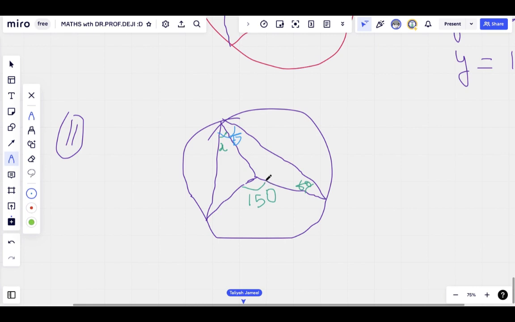So we can find this angle by saying 360 minus 150, which gives us 210. We already know here to be 60. We know here to be 210. We know here to be 75. So we can find here as well by calling it a quadrilateral.